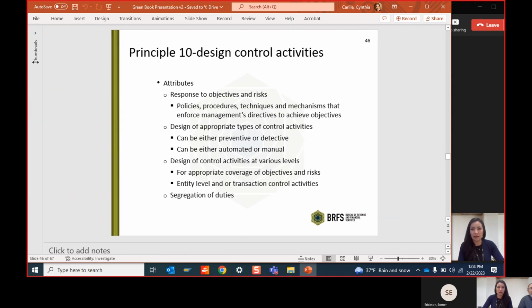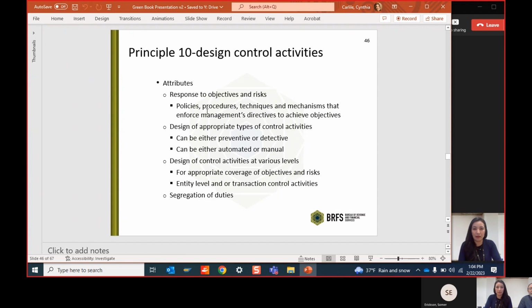All right. So where we left off in part 2 is principle 10. And just as a reminder, principle 10 actually maps into control activities. So this is one of 3 principles within this particular component. So within this particular principle, we have the following attributes regarding the design of control activities. And that is, of course, always as a response to objectives and risks.